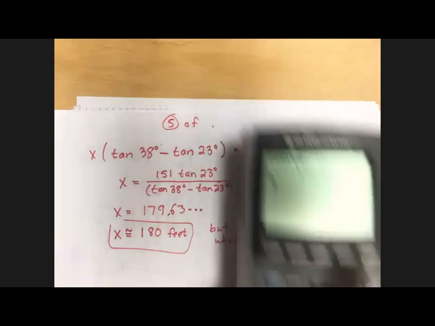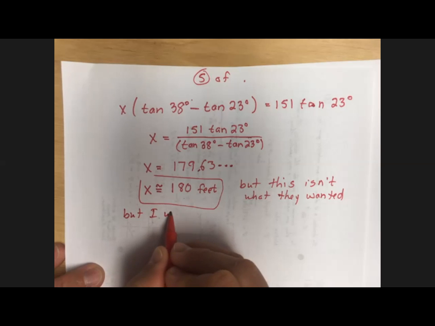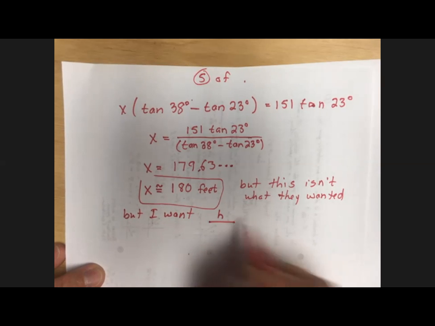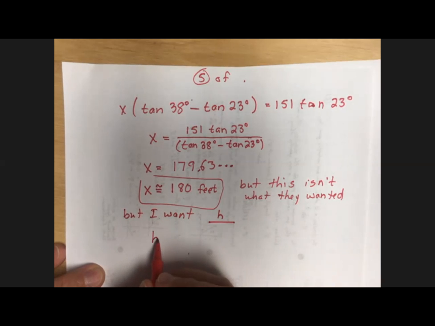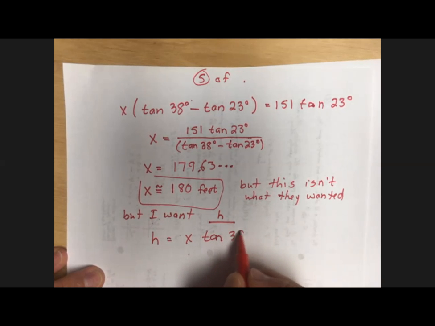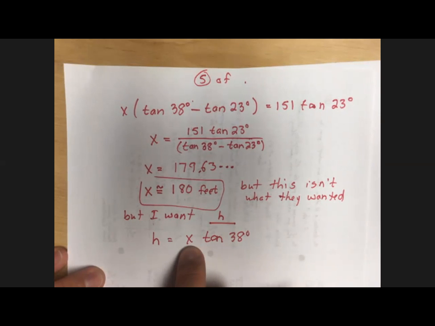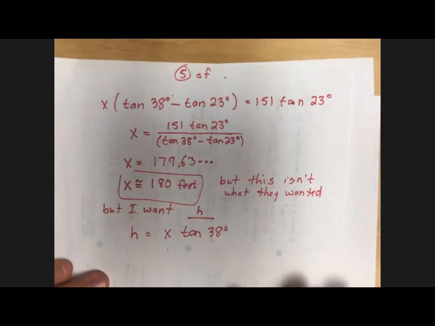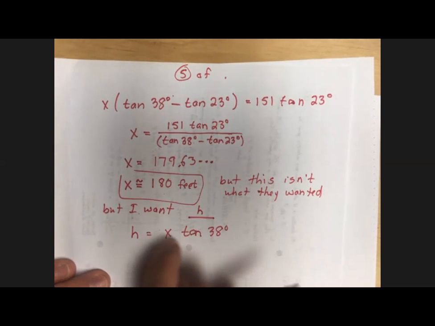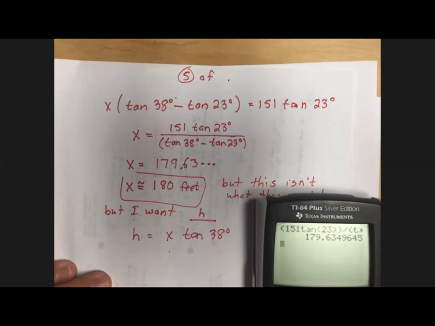Let me show you how to do that. So I'm going to write down here, but I want H, the height of the building. And what we said earlier was H was X times tan 38. I do not want to just round off and stick the 180 in there. My answer will not be accurate. On the other hand, I don't want to type all these digits in there because that's a pain in the neck. That's why I bought the calculator. The digits are right there.